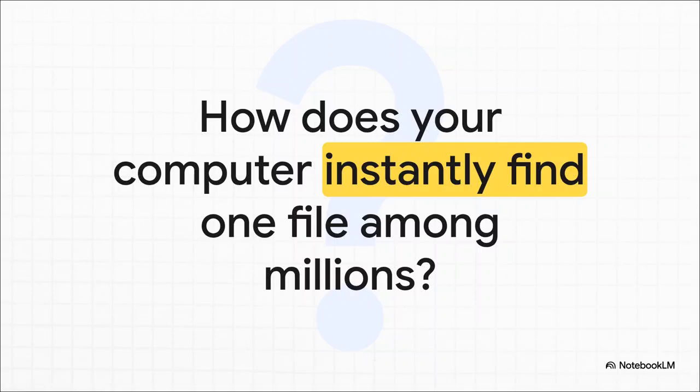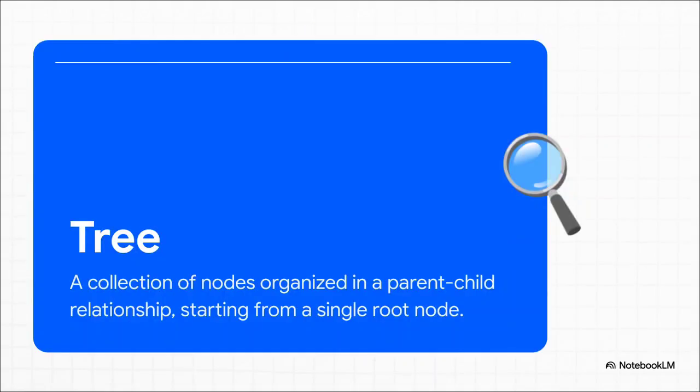Well, it's not magic, but it is a really brilliant piece of organization. So, the secret is that your files aren't just stored in one gigantic messy list. Nope, they're organized in a hierarchy, a structure that we in computer science call a tree. You know the folders, subfolders, and files on your computer? That's a perfect, real-world example of a tree in action.